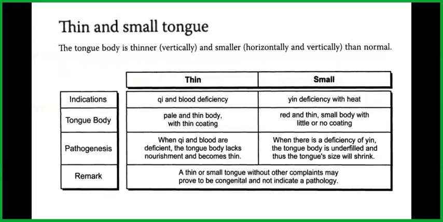For thin tongue, there's Qi and blood deficiency, and the tongue body will be pale and thin with thin coating. The pathogenesis: when Qi and blood are deficient, the tongue body lacks nourishment and becomes thin. When the tongue is small, the indication is yin deficiency with heat, and the tongue body will be red and thin, small body with little or no coating.